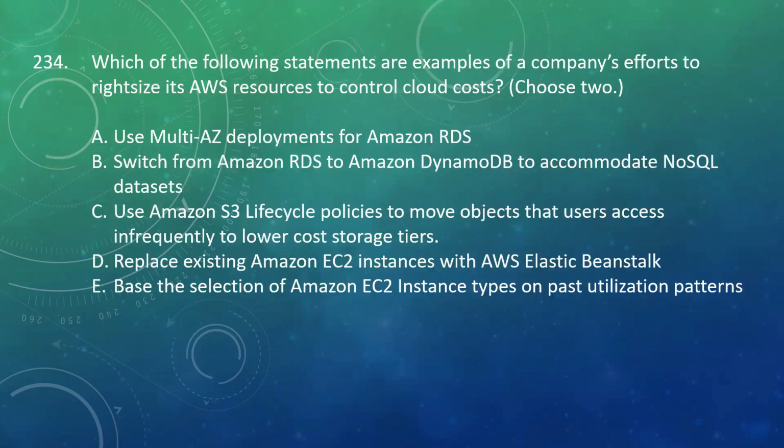Question number 234 of the series. Which of the following statements are examples of a company's effort to right-size its AWS resources to control cloud costs? You need to choose two options.